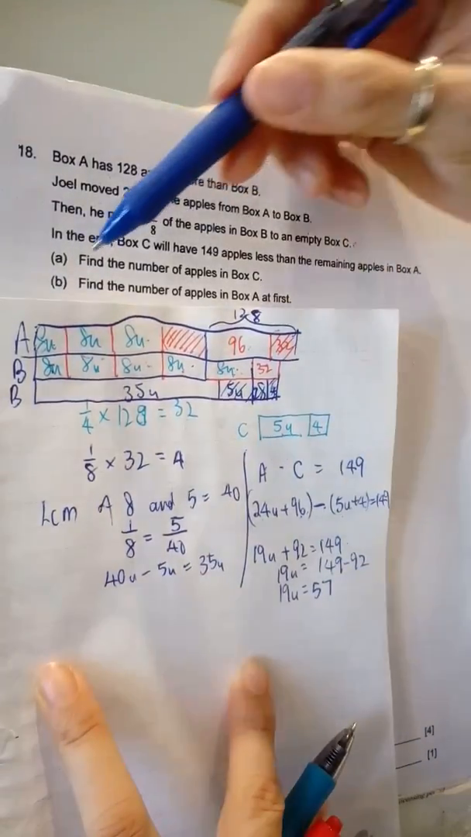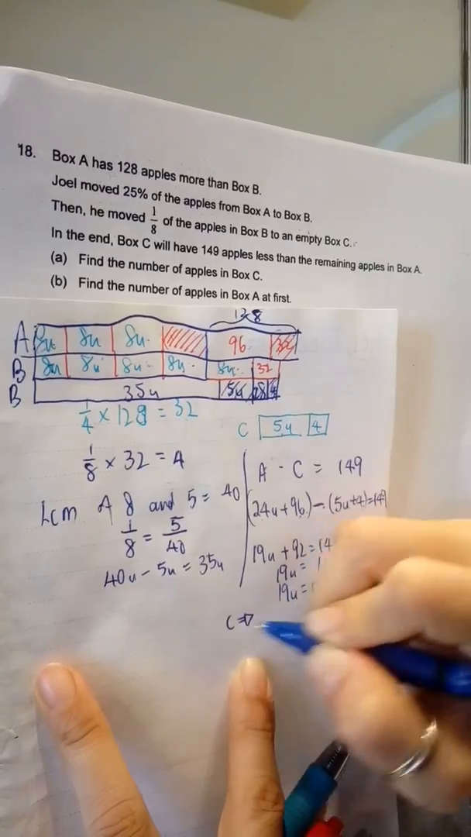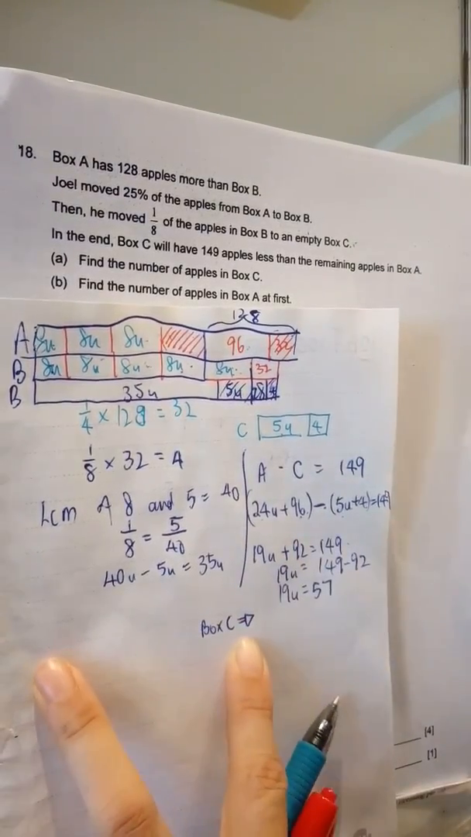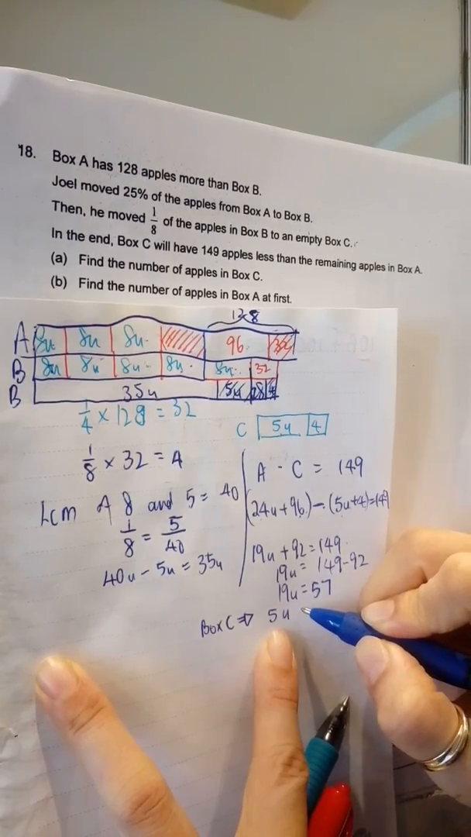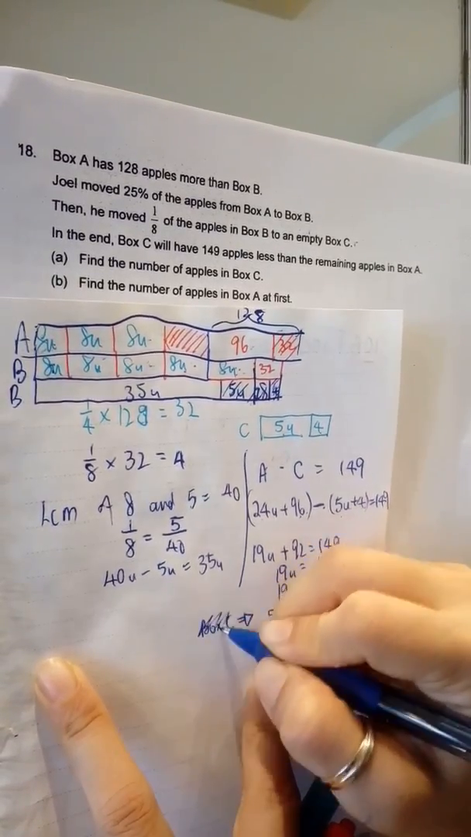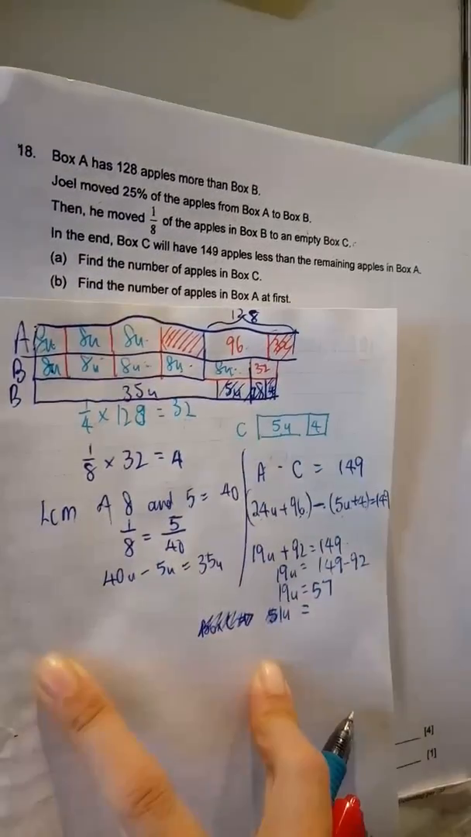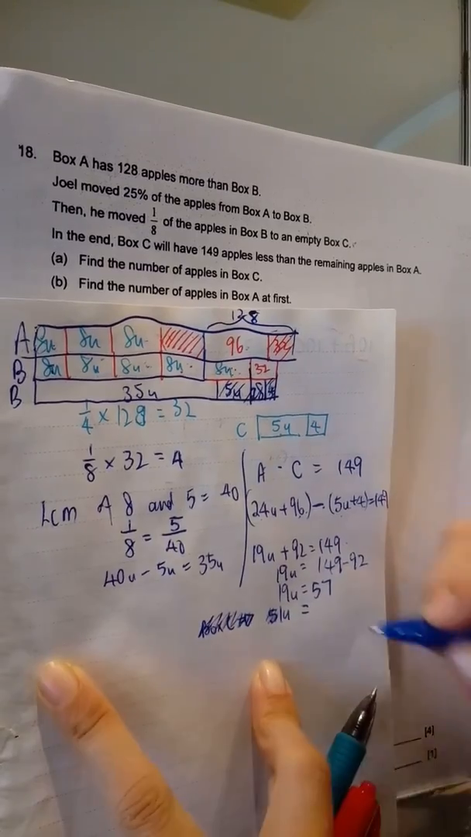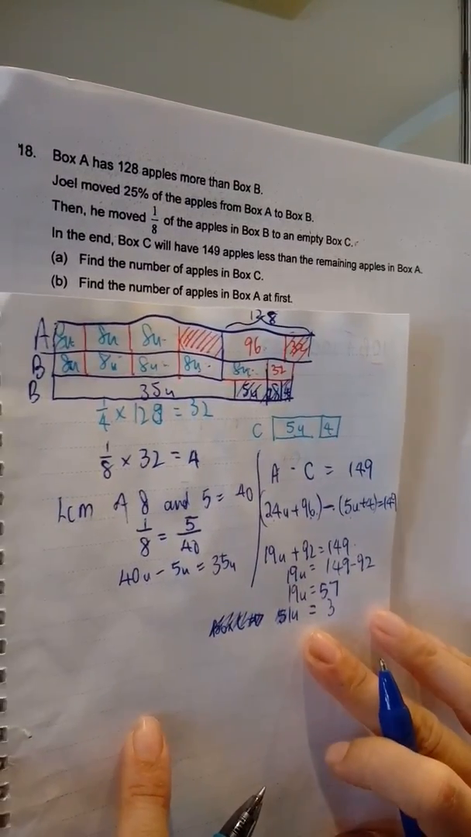So they say find the number of apples in box C. So let's do C first. Box C has 5 units. Alright, 5 units. Oh, sorry. I have to find one unit for you first. If not, you get really confused. What is 1 unit? 57 divided by 19. You got 3. Okay. So this part is still okay?